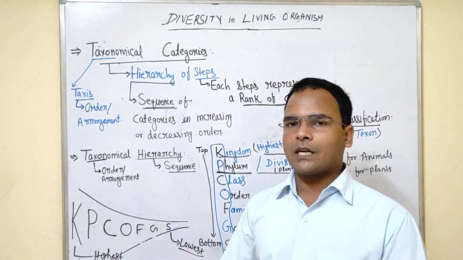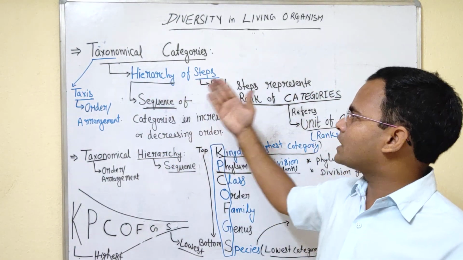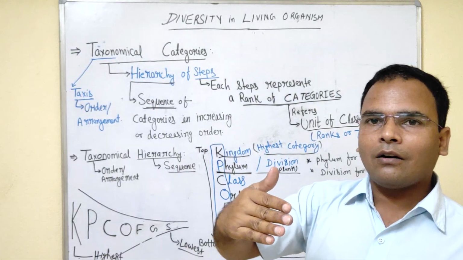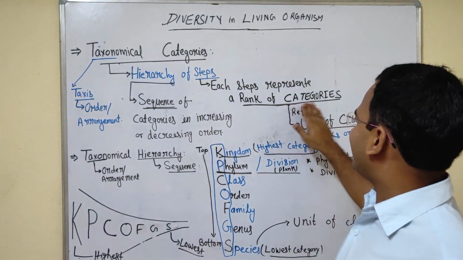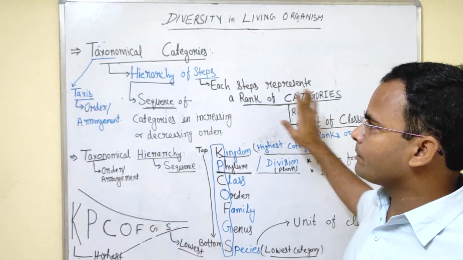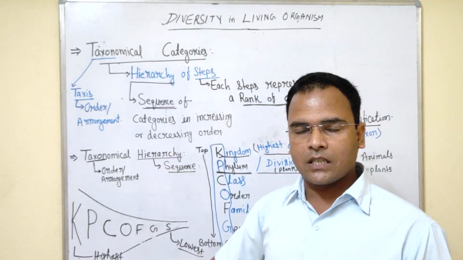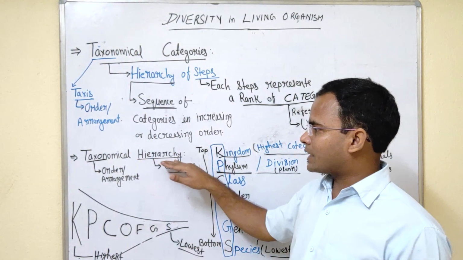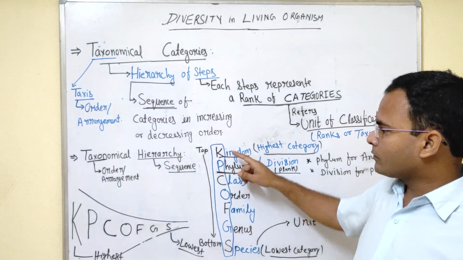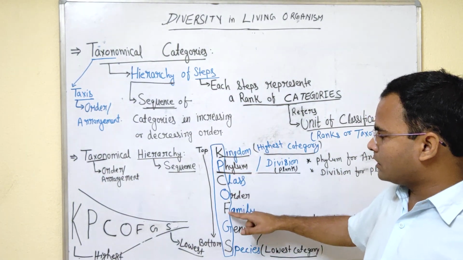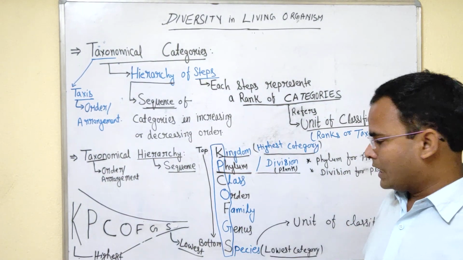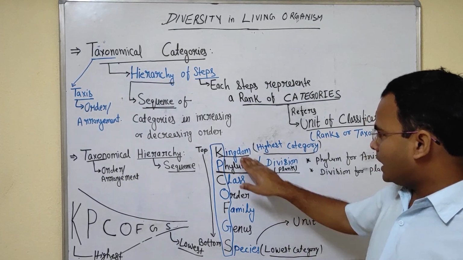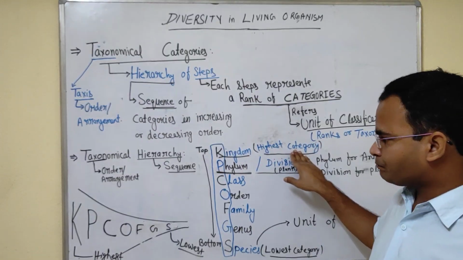Just to summarize: taxonomical categories are nothing but the orderly arrangement of different ranks, different categories. Hierarchy means it is in sequence, either in increasing order or decreasing order. The different taxonomical categories are kingdom, phylum, class, order, family, genus and species. Species is the lowest category and kingdom is the highest category.